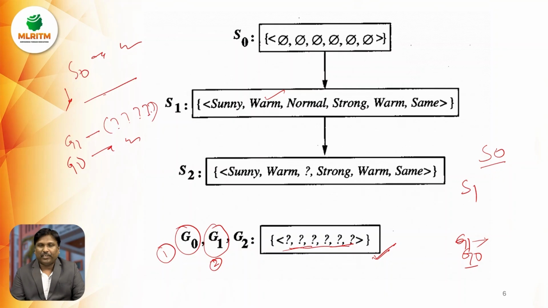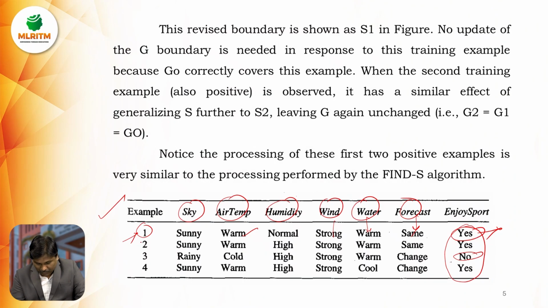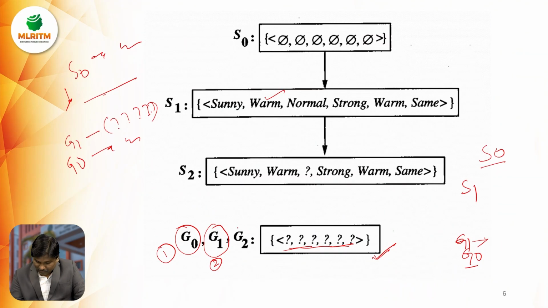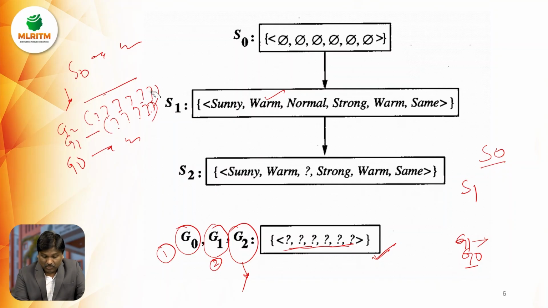It doesn't change. Okay. And next, coming to example 2. What is it? It is also a positive value. So for that positive condition, what about my general value? Yes, it is the same. So for that, I note down G2 as also all accepted values, that means all question marks. Okay, so this is G2.